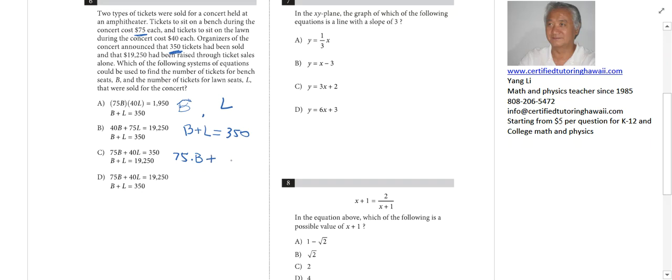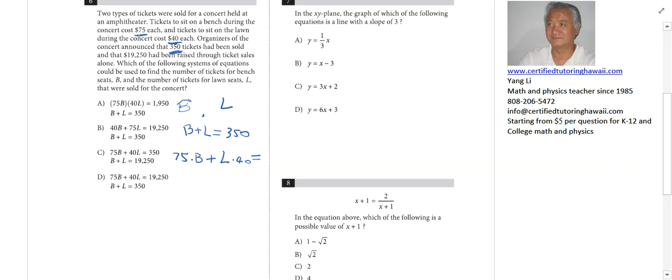And then you add the money collected from selling the tickets sitting on the lawn. That will be what? Because that one, each ticket is cheaper, it's $40 each. So you got 40, right? But you need to times the L. Because you have L tickets sold, this kind of ticket sold, and each ticket is 40, so 40 times the L. That's how much money you collected from selling the tickets sitting on the lawn. So together will be the total sales.